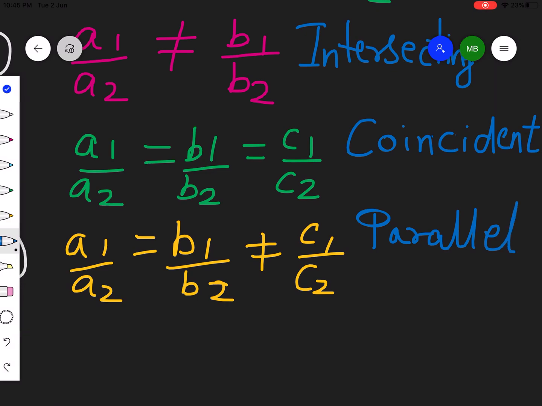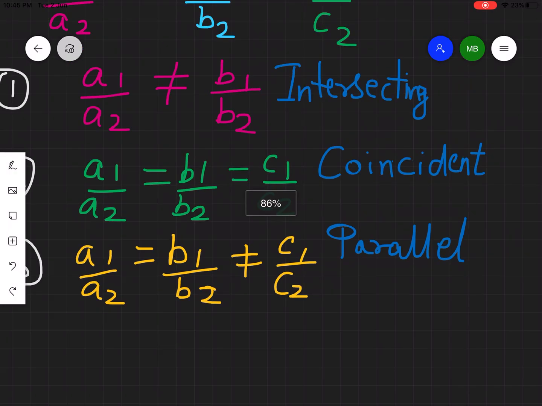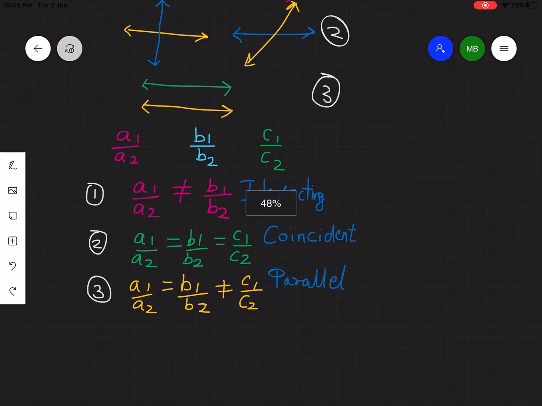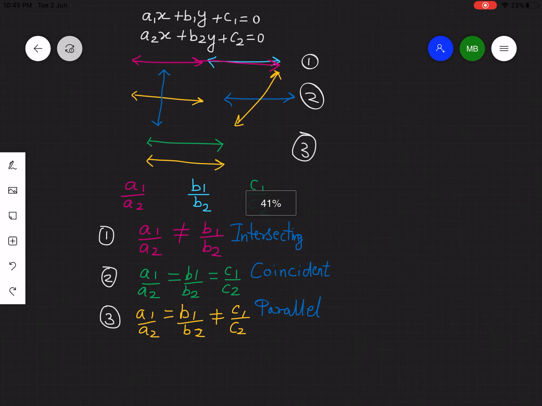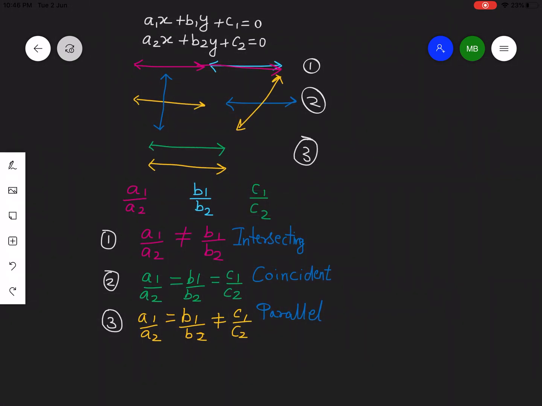So what we have seen is that if we don't want to plot the graph, there is an alternate way: just look at the coefficients of x and y and the constant terms, and compare the ratios of these coefficients. Also we can then say what type of graphical representation the given pair of equations will have. That's all for this video. We'll discuss the next concept in the next video.